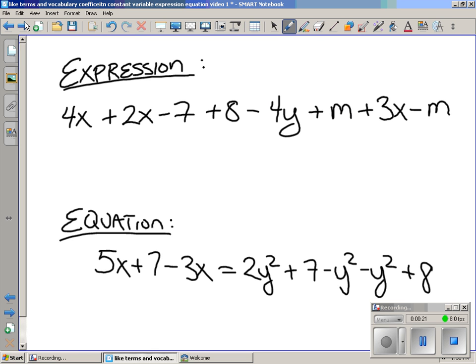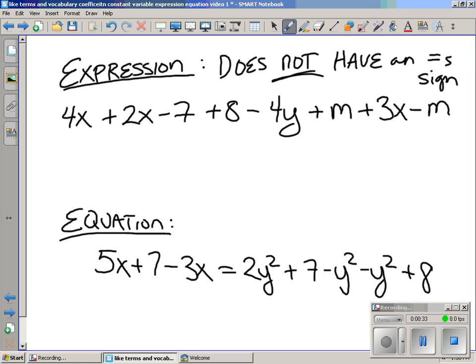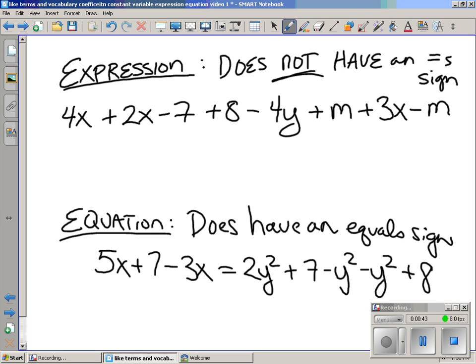Expression does not have an equal sign. So it does not. An equation, as you can see, does have an equal sign. And you should be writing this down as I write on the board.